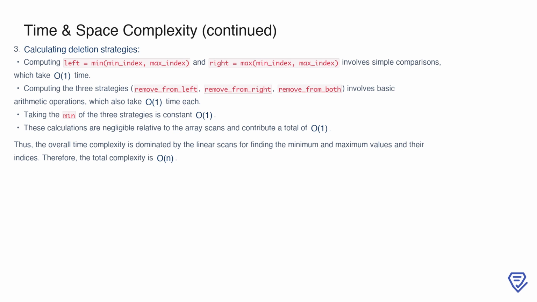Since these calculations do not involve any array scans or loops, their contribution to the overall time complexity is negligible when compared to the earlier O(n) steps. Therefore, the total time complexity of the solution is dominated by the linear scans, and it remains O(n).